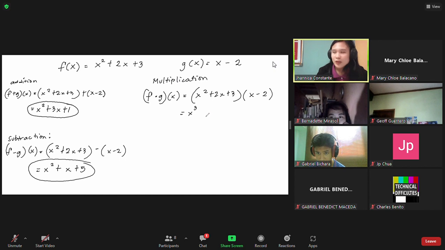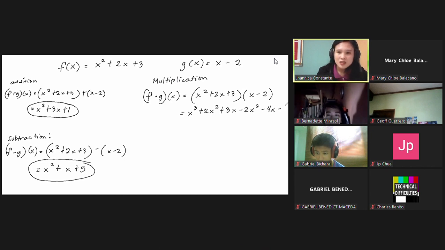x times 2x is equal to 2x squared. 3 times x is equal to 3x. Negative 2 times x squared is negative 2x squared. Negative 2 times 2x is negative 4x. Negative 2 times 3 is negative 6.